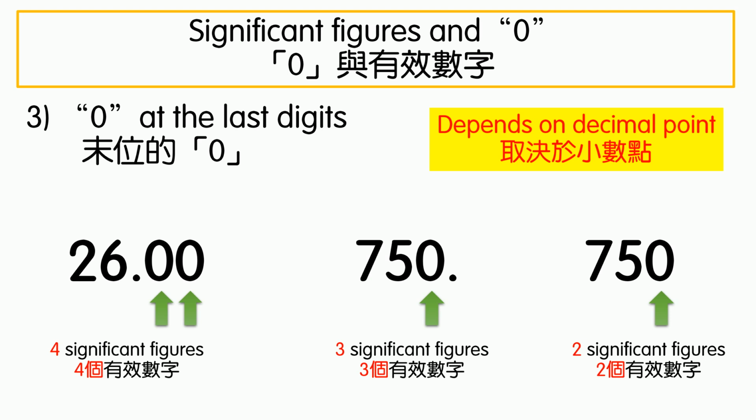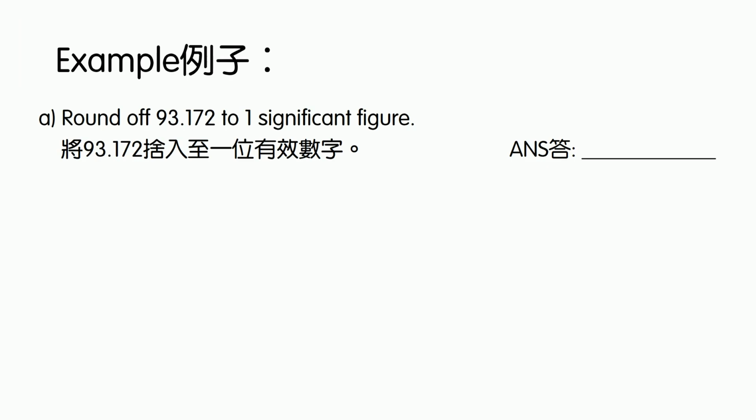Let's do some more examples to get familiar with it. Question A asks us to round off 93.172 to one significant figure. One significant figure is 9. Now we need to round off this number. The number next to 9 is 3, which is less than 4. That's why we should not increase the value of it by 1. The answer is only 90.